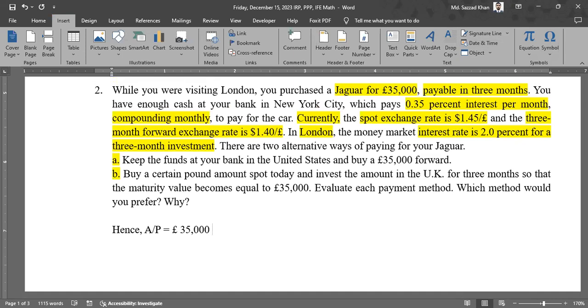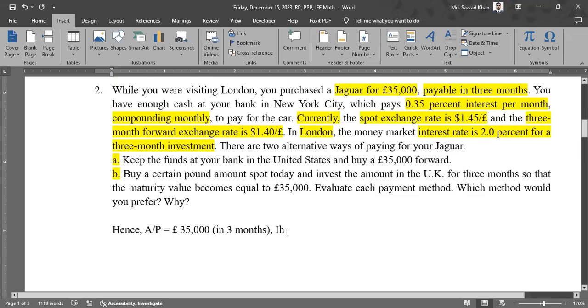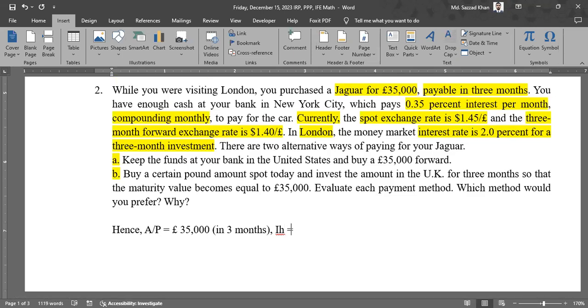Okay. And what are the other? In 3 months, right? Okay. So what are the other? IH or IH. Interest rate in home country is 0.35. Already it is in monthly, so we do not need any further adjustment. Let me write down.